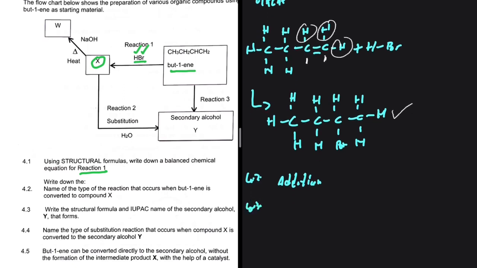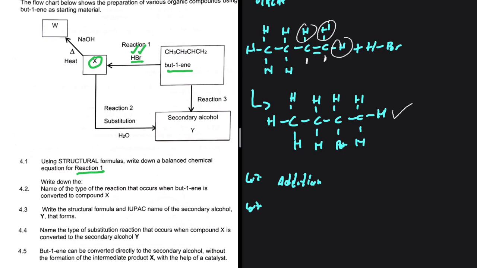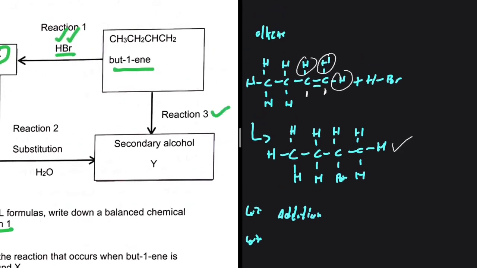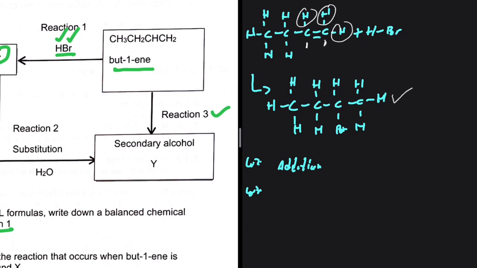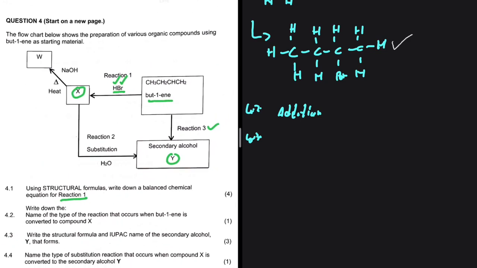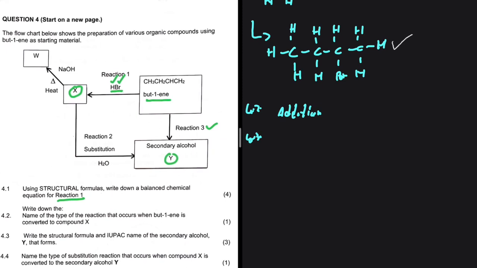4.3. Write the structural formula and IUPAC name of the secondary alcohol Y that forms. So we have but-1-ene, and through some reaction 3, our product is a secondary alcohol. Well, it is starting with an alkene, so we know that it is an addition reaction. Which addition reaction leads to an alcohol? Hydration, right? Given that it is a secondary alcohol, we would also be able to get to a conclusion that the alcohol that is formed is secondary. But anyway, let's go ahead and have our alcohol.